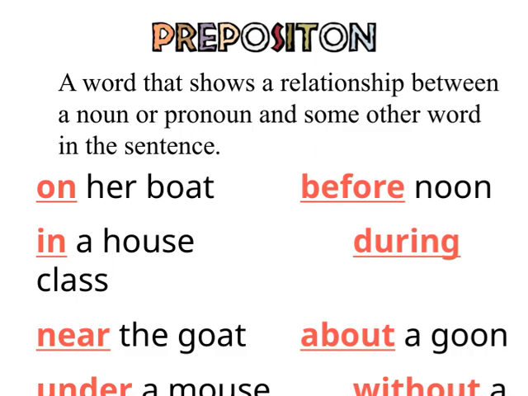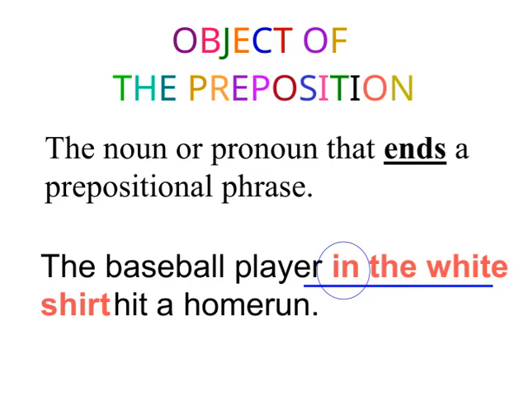Now, let's talk about the object of the preposition. This is the noun or pronoun that ends a prepositional phrase. In our example sentence, the baseball player in the white shirt hit a home run, the preposition is "in." The phrase "in the white shirt" is a prepositional phrase, and the object of that preposition is "the white shirt." It's important to recognize the object because it helps clarify what the preposition is relating to in the sentence. Remember, the object of the preposition always comes at the end of the prepositional phrase and completes its meaning. So, understanding this concept is key to parsing sentences correctly and improving your overall grammar skills.